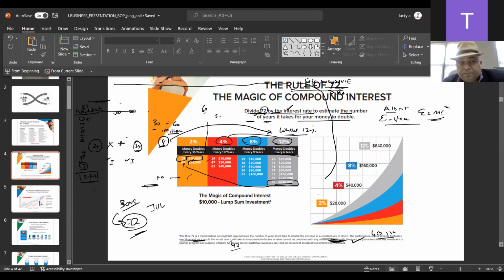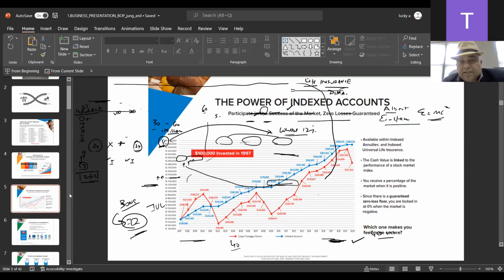Now let's go back to the third slide. In this slide you see the market is in a red line. I'm sorry for all these write-ups which I do, but next time I'll have a neater slide.